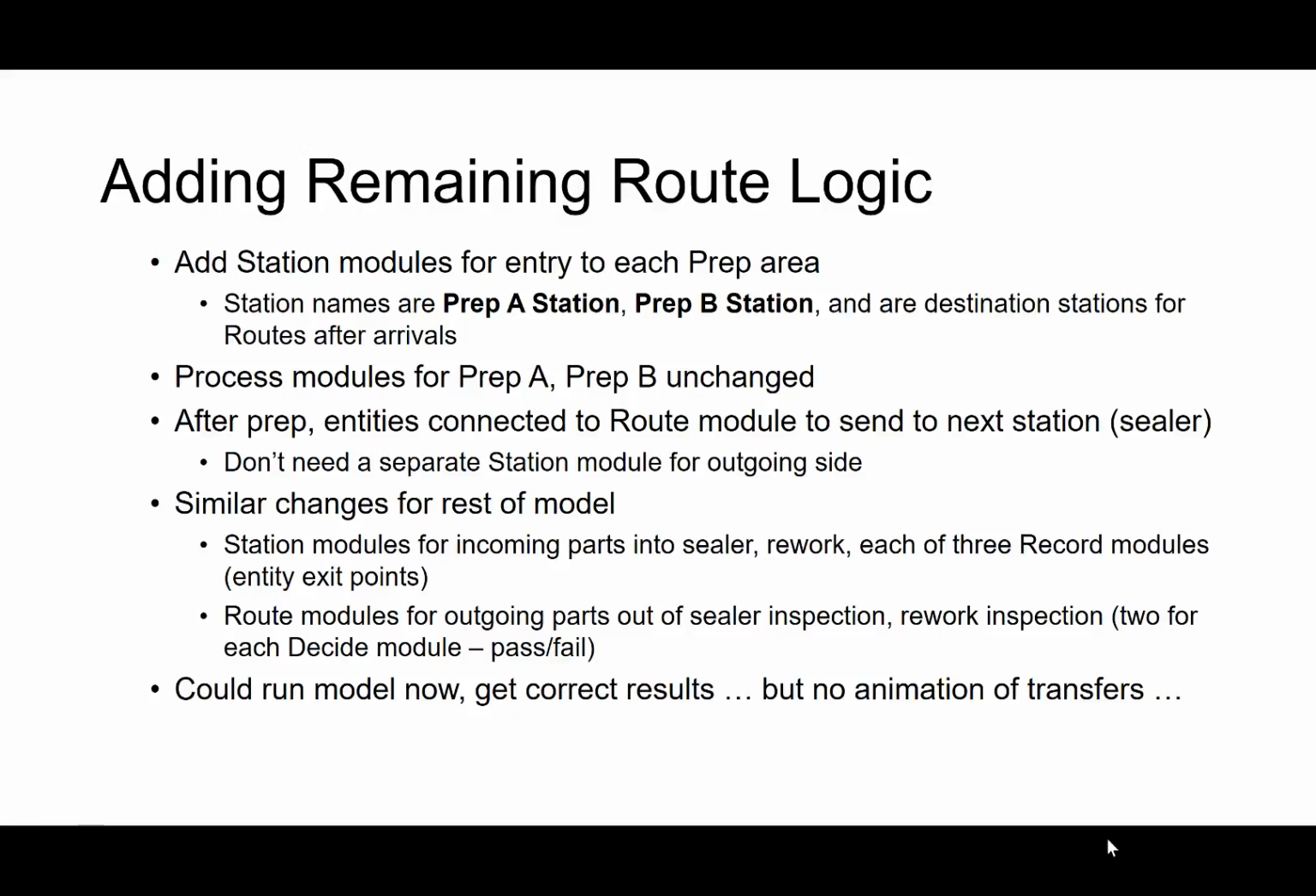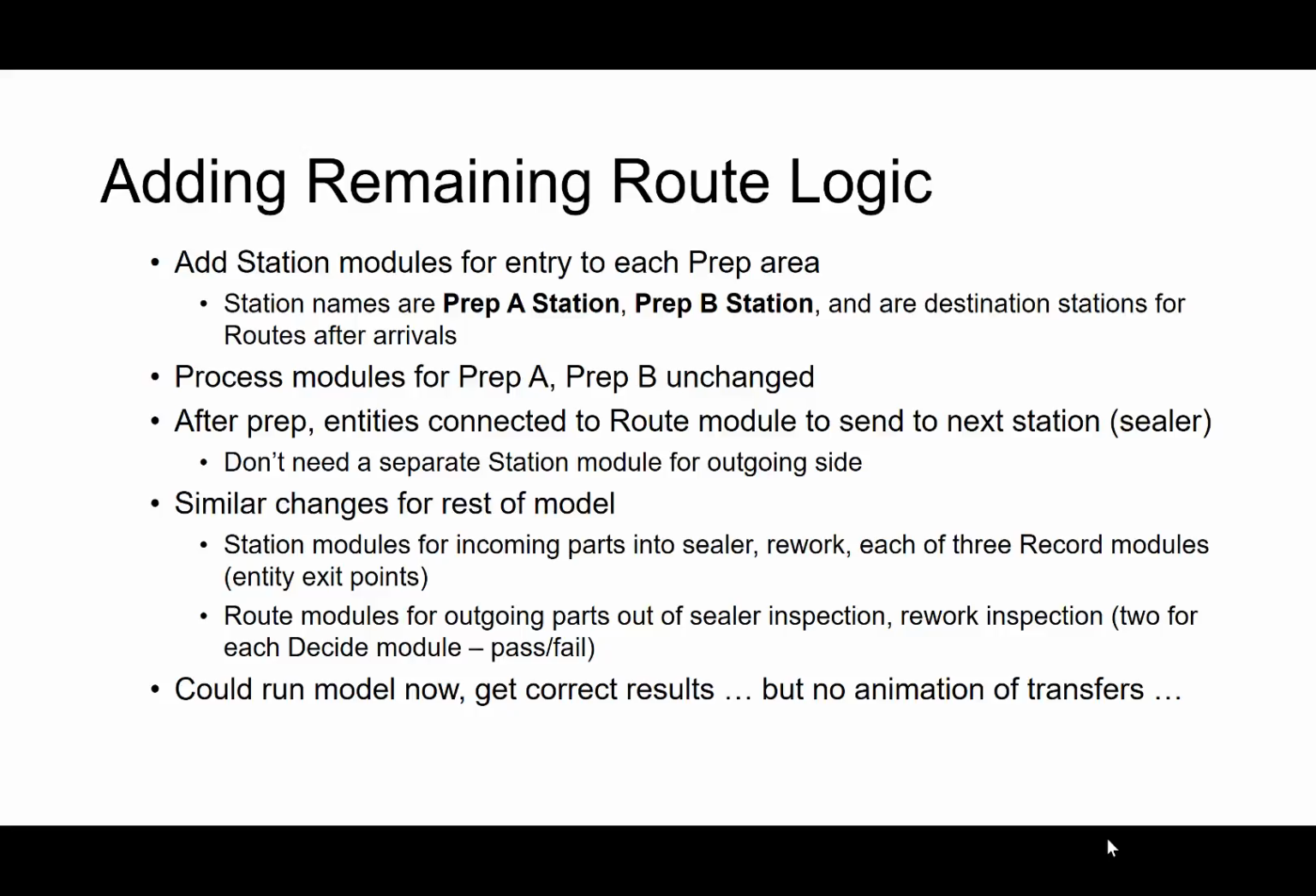Continuing with that logic, we'll add station modules for entry to each prep station. So the station names are Prep A and Prep B stations. Process modules for Prep A and Prep B will stay the same. After the prep, the entity is connected to the route module to send to the next station, which will be sealer. We don't need a separate station module for the outgoing side. Similar changes for the rest of the model.